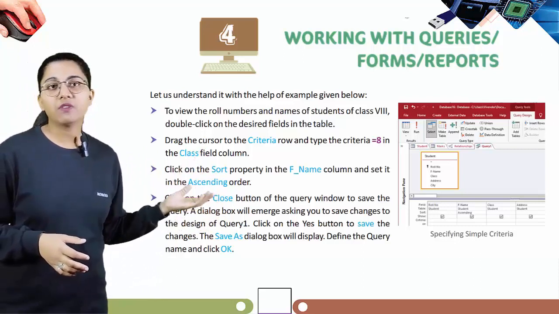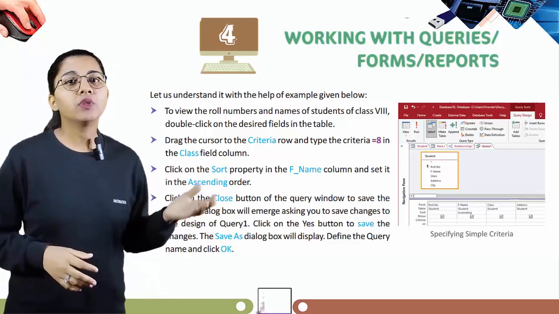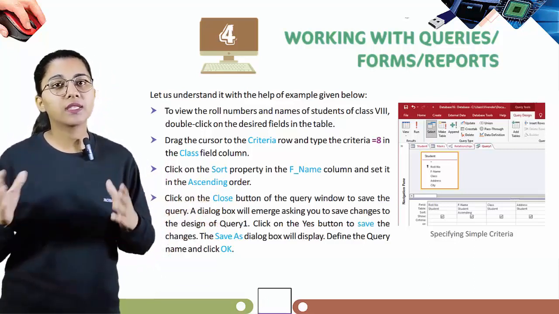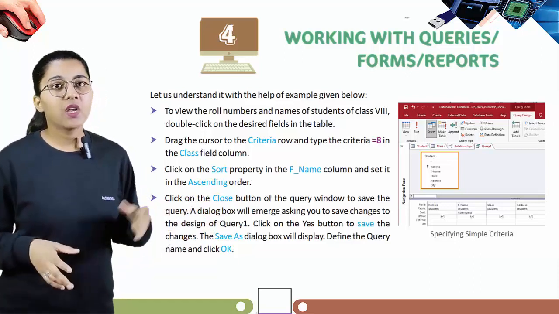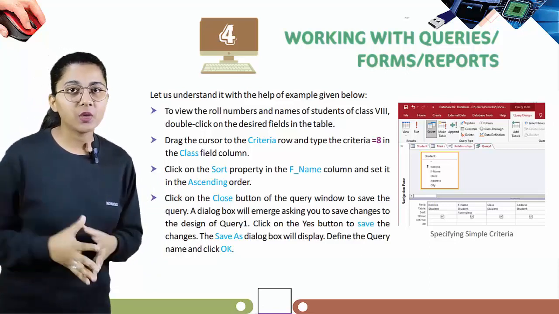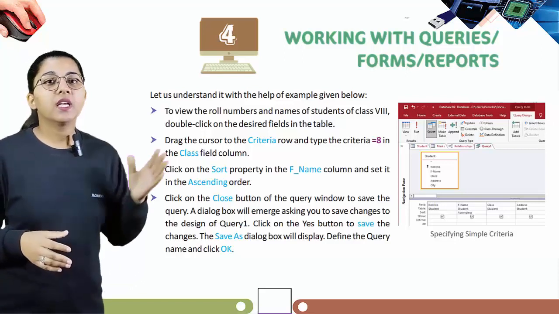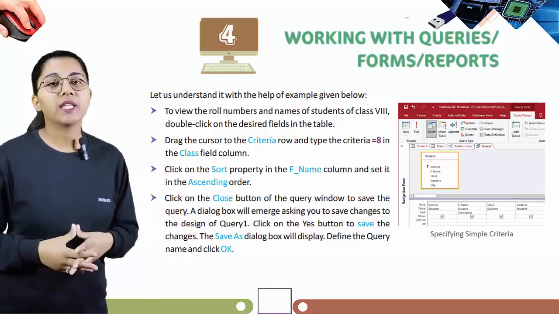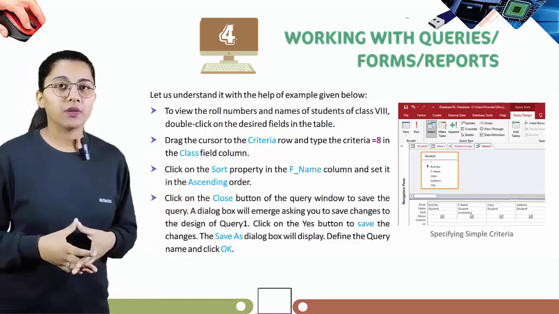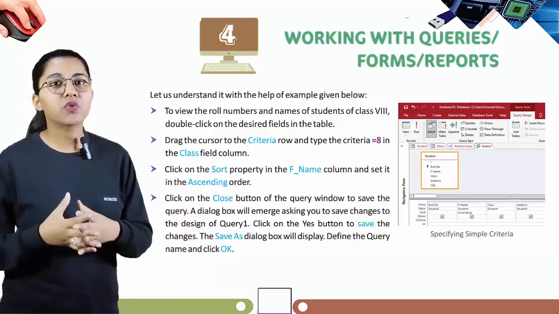So given below we have some examples. We have to read and understand. So first, we have to view the roll number and names of students of class 8. Double click on the desired fields in the table. Then next, drag the cursor to the criteria row and type the criteria equals 8 in the class field column. Then next, click on the sort property in the F name column and set it in ascending order. Then next, click on the close button of the query window to save the query.